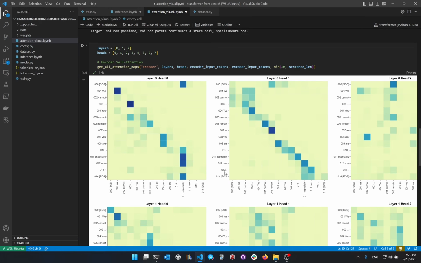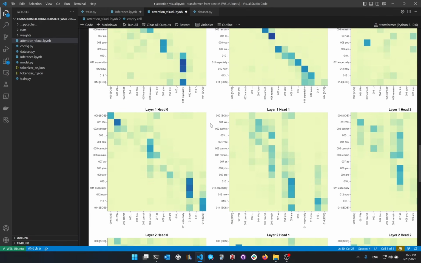But other heads do learn some very small mapping. If we hover over each of the grid cells, we can see the actual value of the self-attention, so the score of the self-attention. For example, we can see the attention is very strong here, so the words especially and specially are related. It's the same word with itself, but also especially and now.